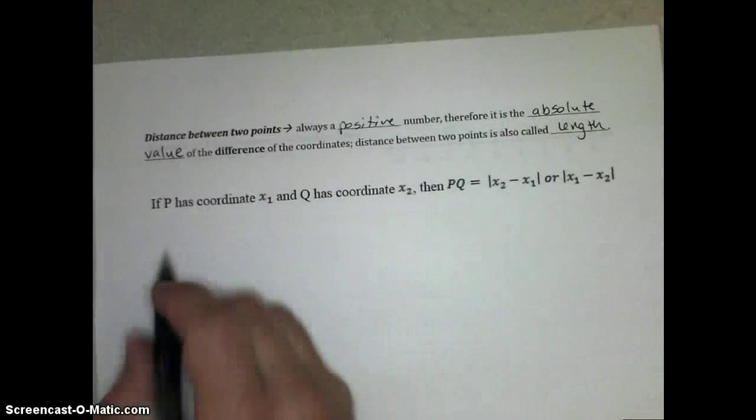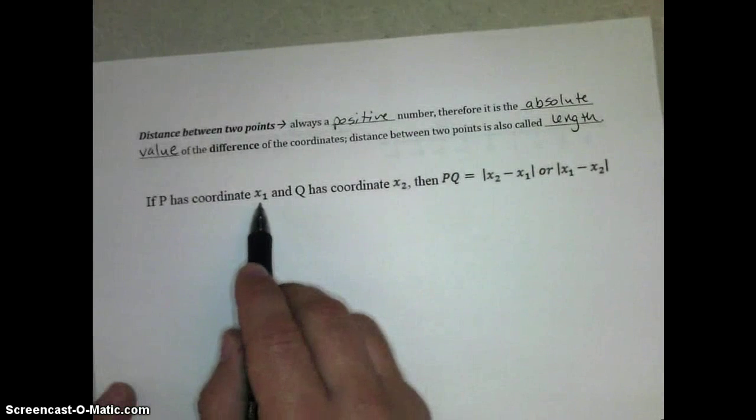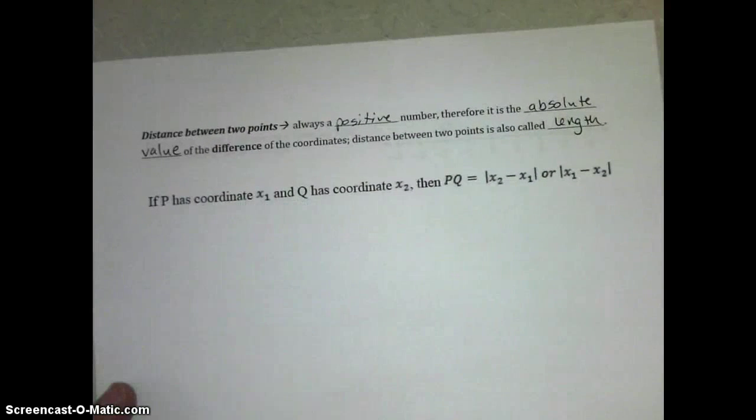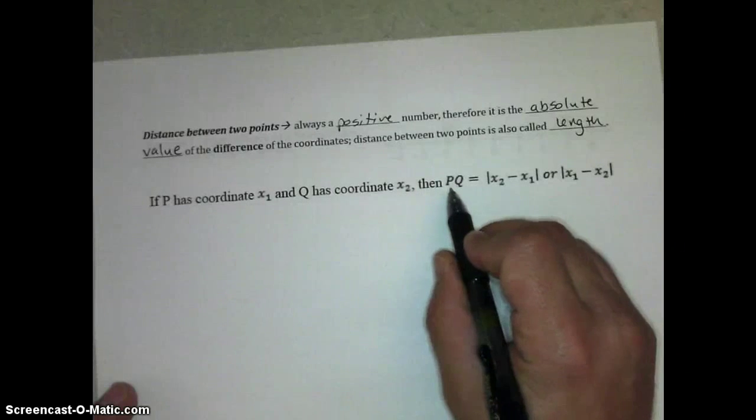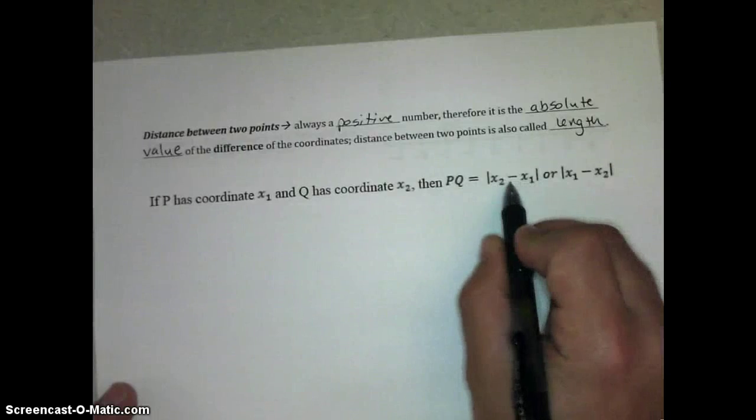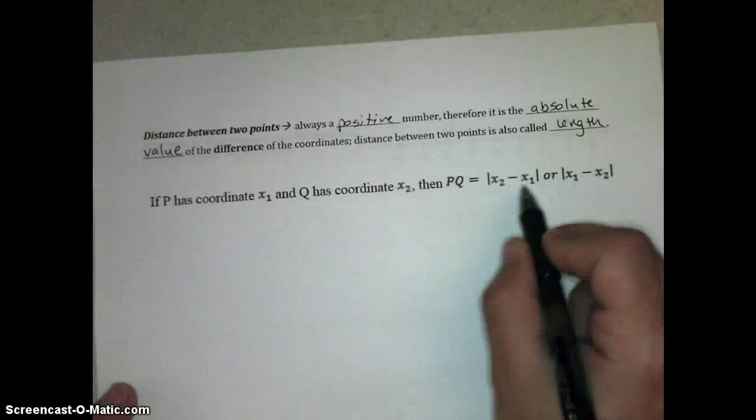Alright, so if P has a coordinate of x1 on a number line, it just means the first x coordinate. Q has a coordinate x2, then I could write my distance on a number line as the absolute value of that difference. Doesn't matter which order you use because we're using absolute value.